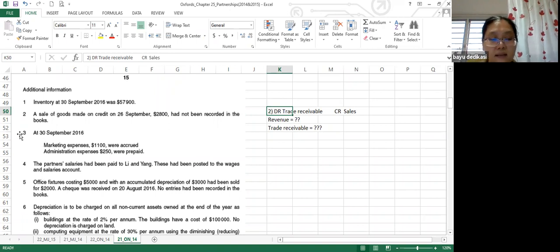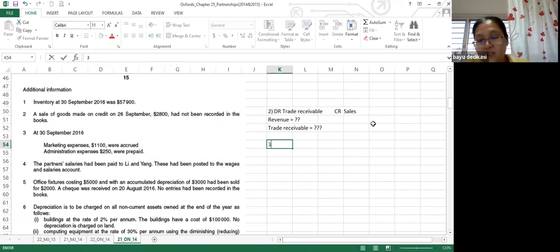Next is number 3, marketing expenses were accrued. As I said, number 3, when expenses are accrued, you have to add into the trial balance to find the total expenses.